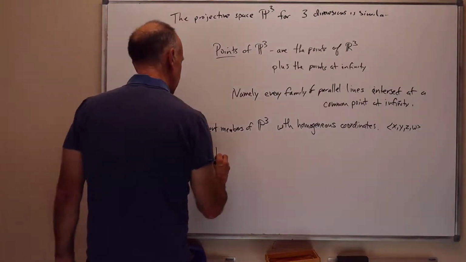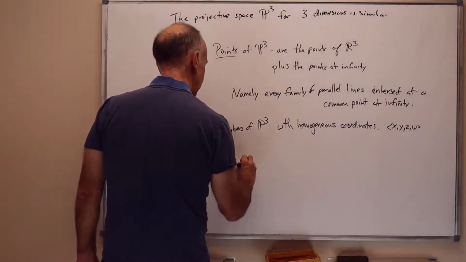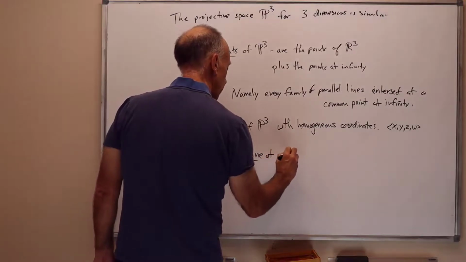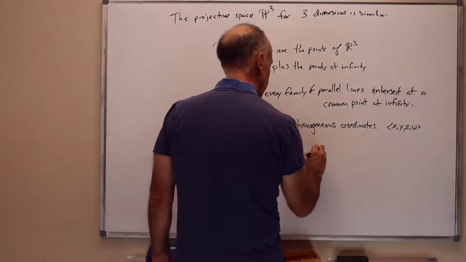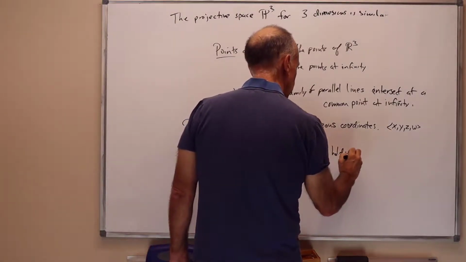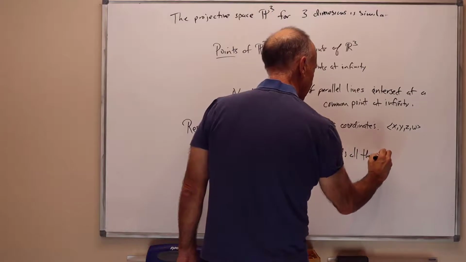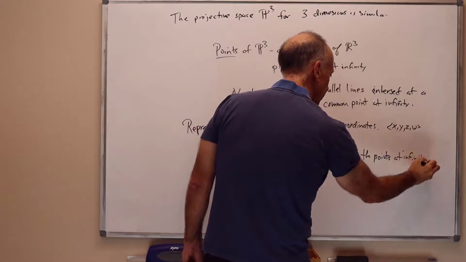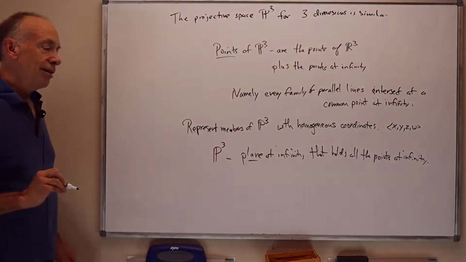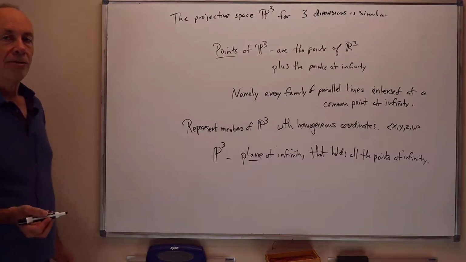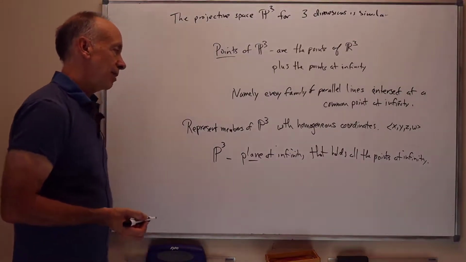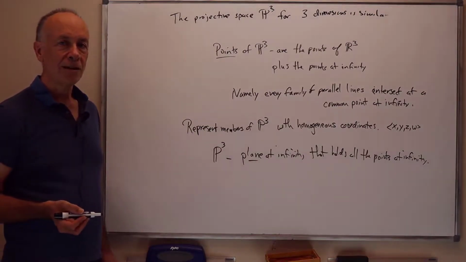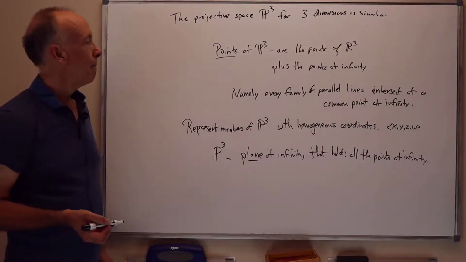We now have P3 has a plane at infinity that holds all the points at infinity. And later on, we'll see uses for points at infinity when we get to Bezier curves and so on. At the moment, projective space points at infinity are more lurking in the background. We don't use them very much, except occasionally we'll use points at infinity to talk about directions rather than positions.